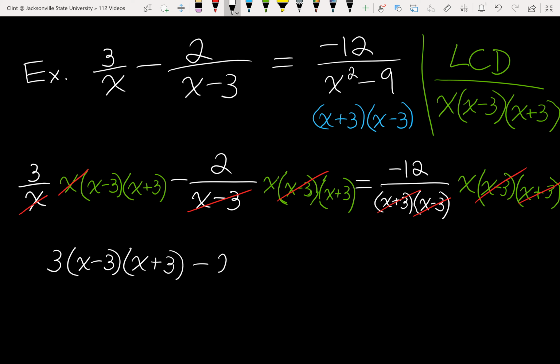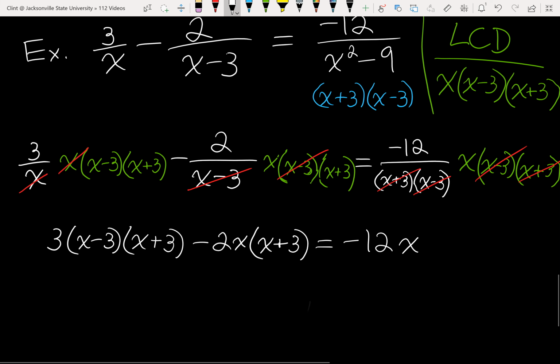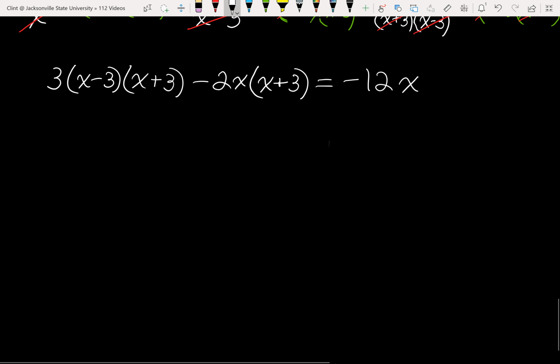Minus 2 times x plus 3. That one's not too bad. Equals, and the last one's really nice. What do we have? Just negative 12 times x, so negative 12x. Now we just start simplifying this stuff.